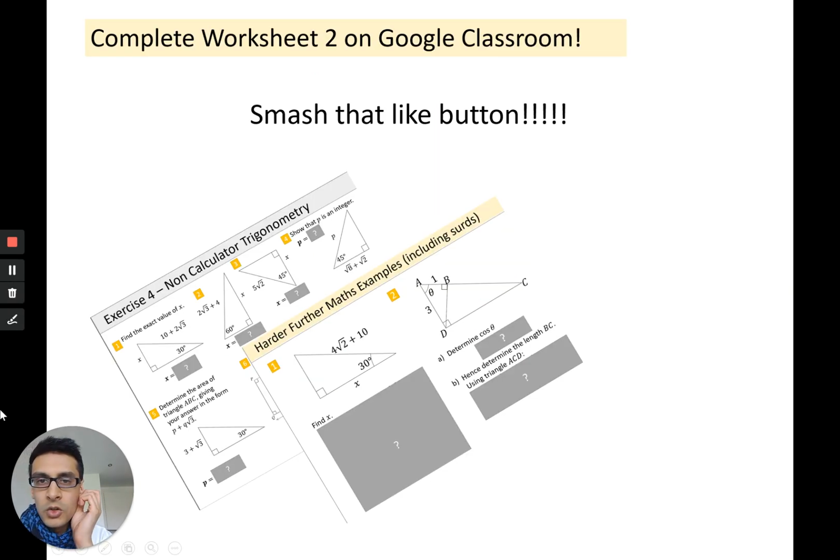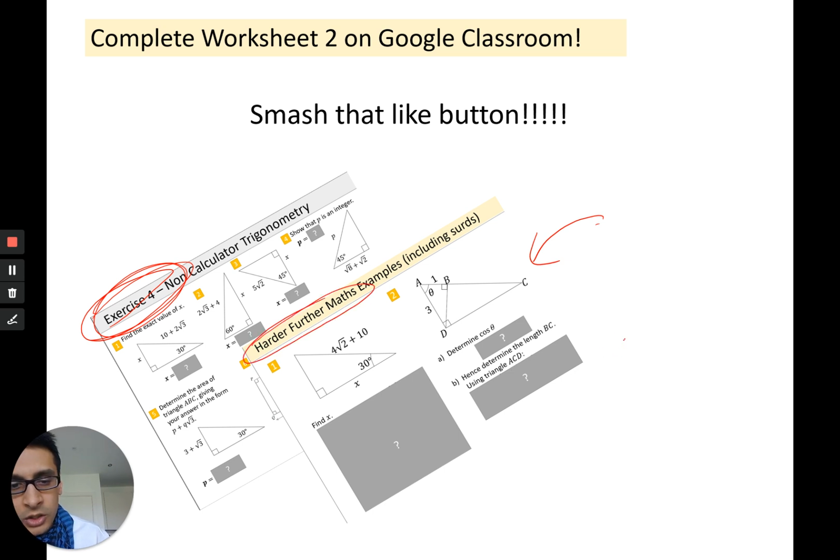Okay, so your second task today is to complete this worksheet, which I put on Google Classroom. You must do exercise 4. This worksheet here, the one that says harder further maths examples, you should all attempt. And you definitely need to attempt that if you want to try to aim for anything above a grade 7.